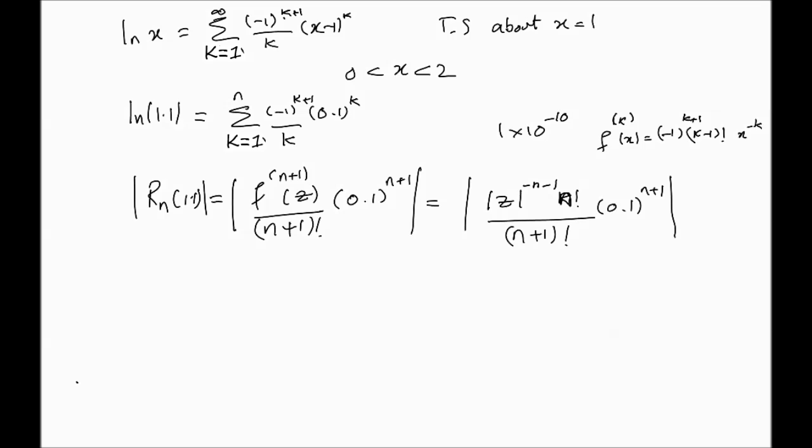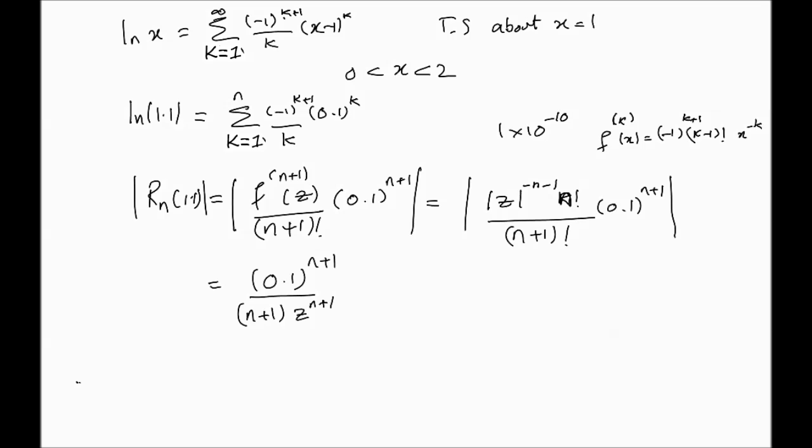Can we simplify that further? Yes, we can, of course. We can write that as 0.1 to the n plus 1, which is going to be positive always, so let's leave that. It's divided by n plus 1, because the n factorial will cancel with the n plus 1 factorial down below. And here, let's write this as z to the n plus 1, because we're going to bring z to the minus n minus 1 below.